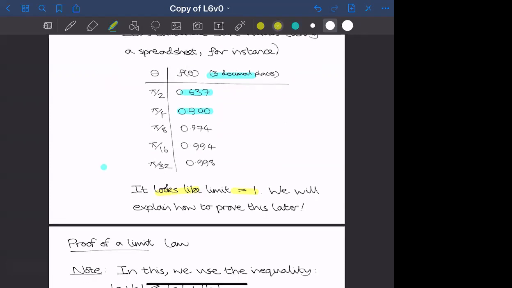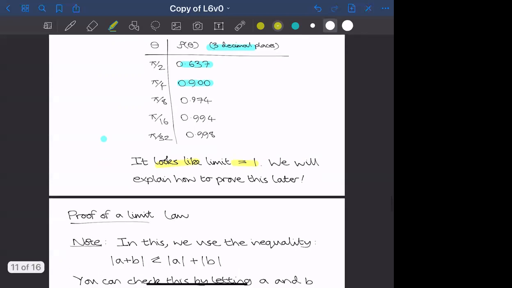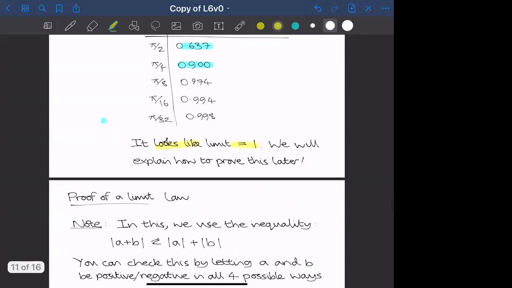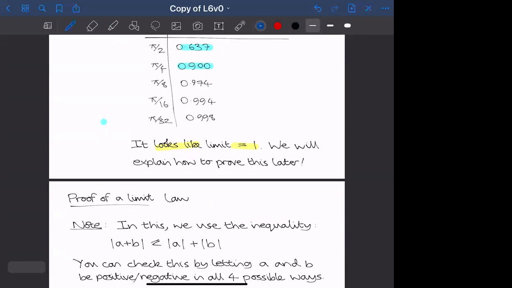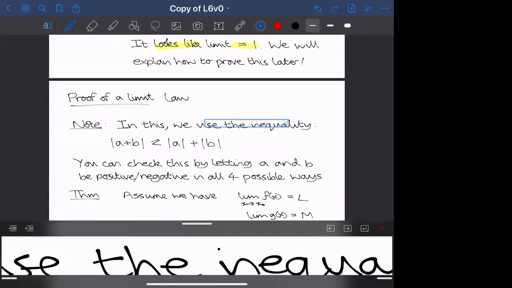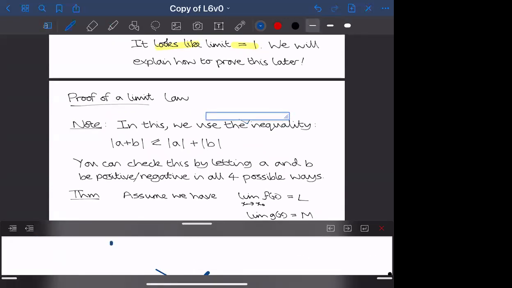So now let's use our precise definition of limit to prove one of the limit laws. So you probably believed the limit law when you saw it last time. It just matches up with the graphs you draw, but this is a proof. And we use an inequality, so this is sometimes known as the triangle inequality.